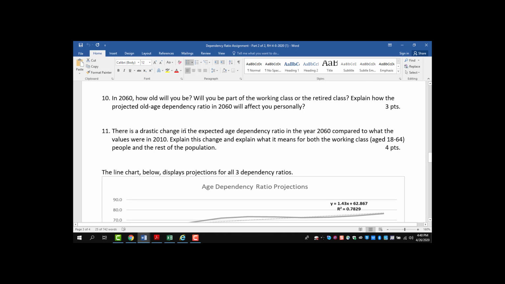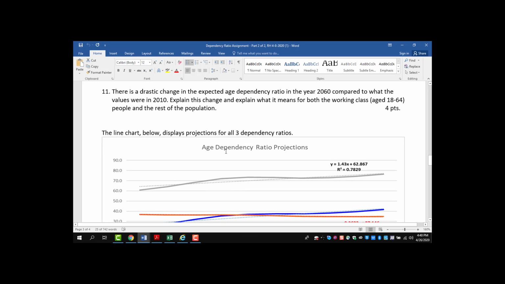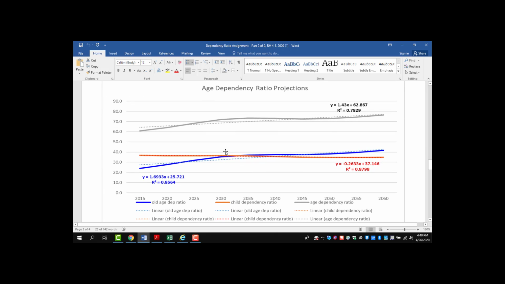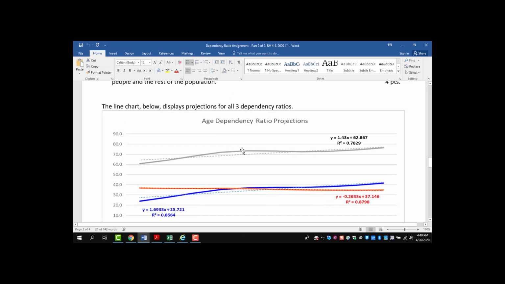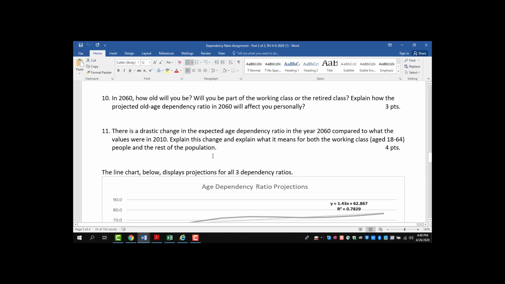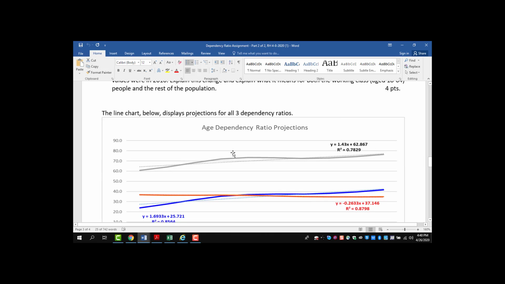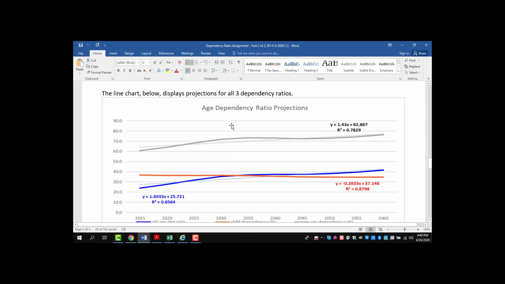All right, there's a drastic change in expected age dependency ratio in the year 2060 compared to what the values were in 2010. Explain this change and explain what it means for both the working class and the rest of the population. Now, there's the different projections, right? From what I've been talking about, if you're thinking about resources and taxes and things like that, that's kind of what they're implying there to look at. These are different age dependency ratio projections.